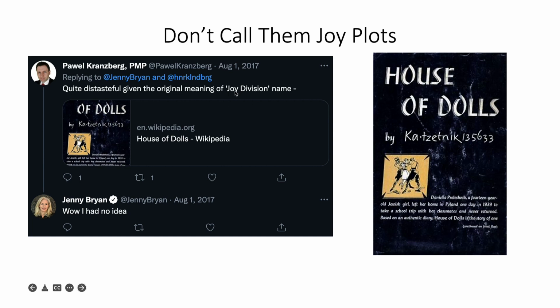But apparently this is a real expression, and it comes from a book about the Holocaust called House of Dolls, which was written by a Holocaust survivor. And for the sake of keeping it PG on YouTube, I'm not going to say what joy divisions are, but it's kind of gross. If you look up House of Dolls, you can learn right away what that expression means. It's about something pretty gross from the Holocaust.